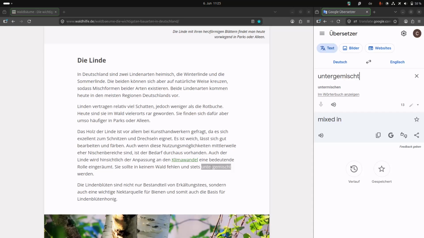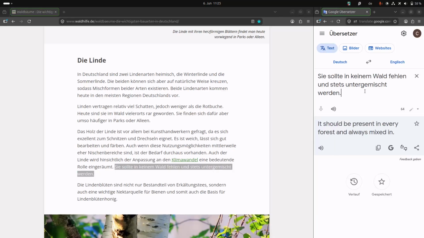Always sounds kind of weird, I don't know. So, just gonna translate that. It should be present in every forest and always mixed in. And always mixed in. Also be present in every forest and always mixed in, of course, yeah.